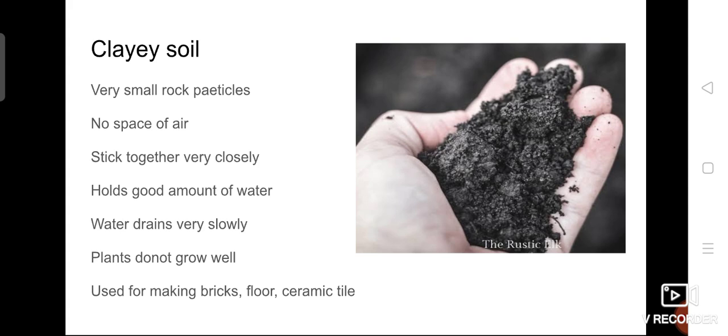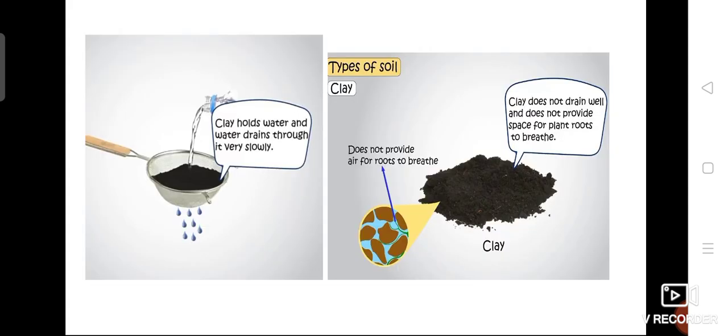So the points we have discussed: sandy soil is just the opposite of clay soil. One similarity is that both soils are not advisable for the growth of plants, but here one or two plants you can use. For example, roses you can grow in that clay soil. Okay, so the third thing is, sorry, before getting into the loamy soil, I want to show this picture.